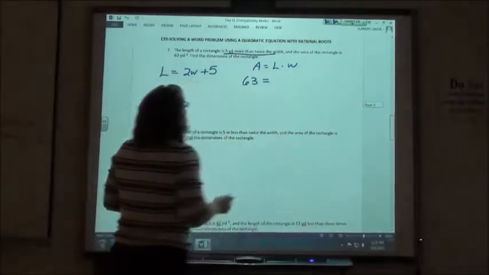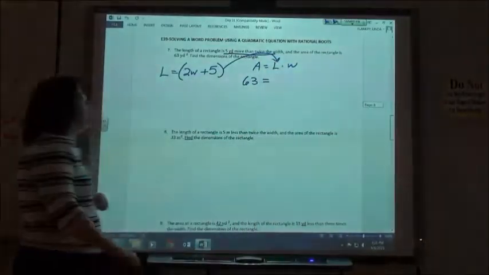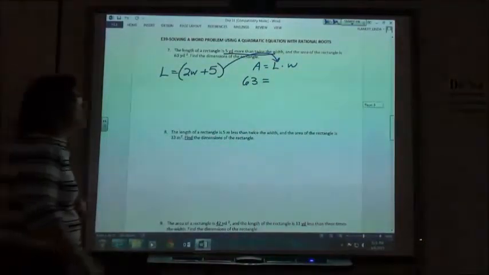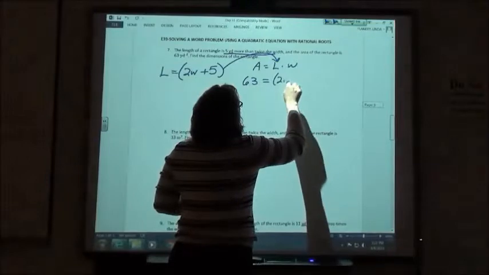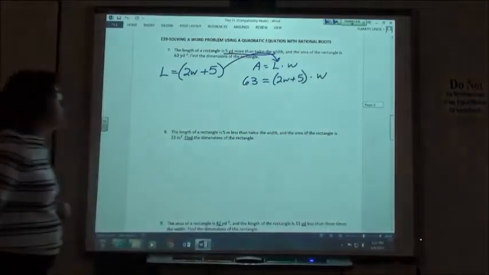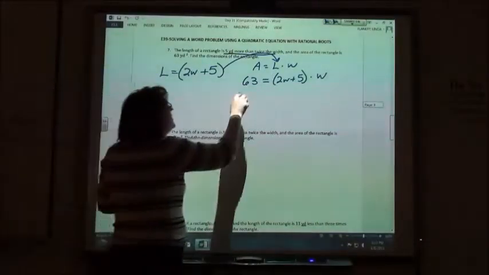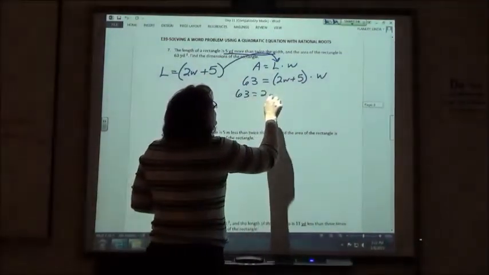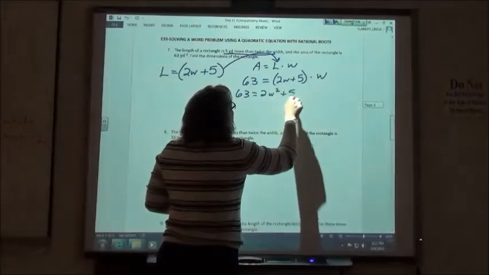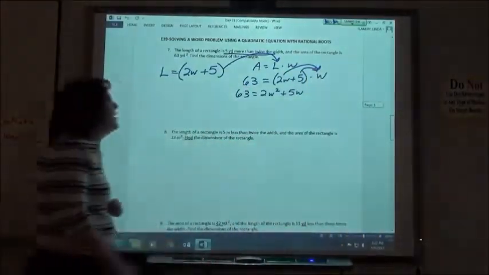63 is going to be equal to, we're going to put 2W plus 5 in for our length, times our width. So we're solving the equation. It has parentheses. We want to get rid of the parentheses. 63 is equal to 2W squared plus 5W, using my distributive property, right?